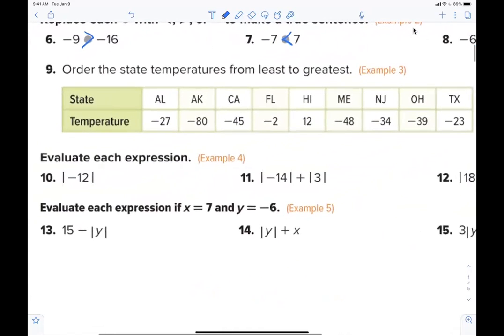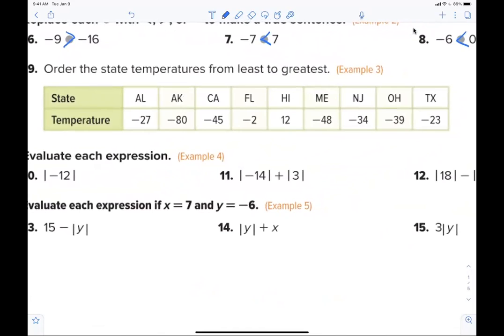Curtis, order the temperatures from the least to the greatest. Least to the greatest, so 80. So let's say it correctly, though. What kind of 80? -80. Good. -48. Okay. -45. All right. -39. -27. Uh-oh. We forgot one. -34. Yeah, -34. -27. -23. -2.